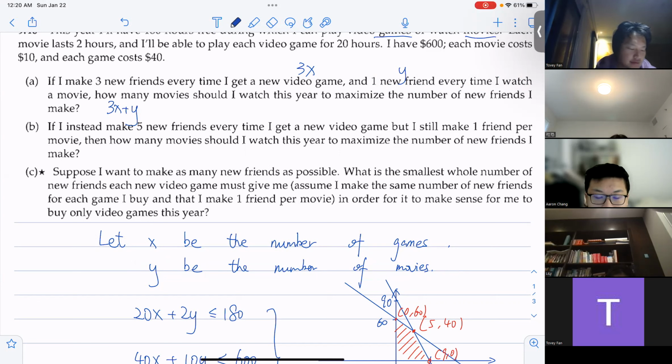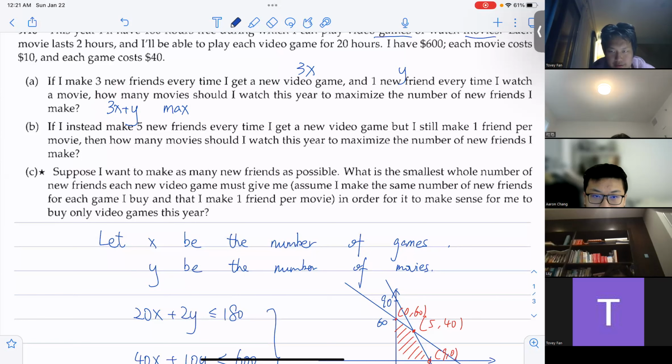And you want to maximize it? Of course you want to maximize it, right? If you minimize anything, it's going to be 0, 0 in this question, right? So it will be maximizing. So you're going to find a maximum value of 3x plus y.